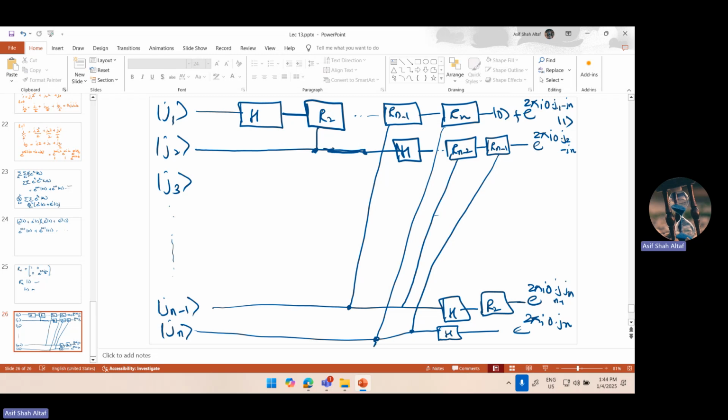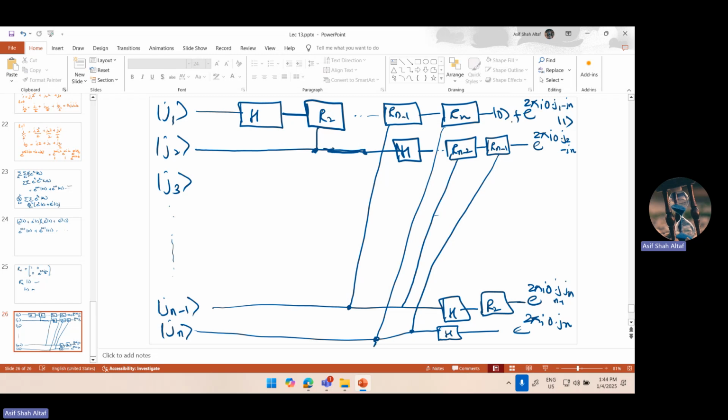So now let's try to focus on these binary fractions. If you see for the first one, this R2 is connected to j2, then there will be R3 which is connected to j3, Rn minus 1 to the n minus 1th bit. So that's why in the exponential here you have all these fractions like j1, j2, j3.